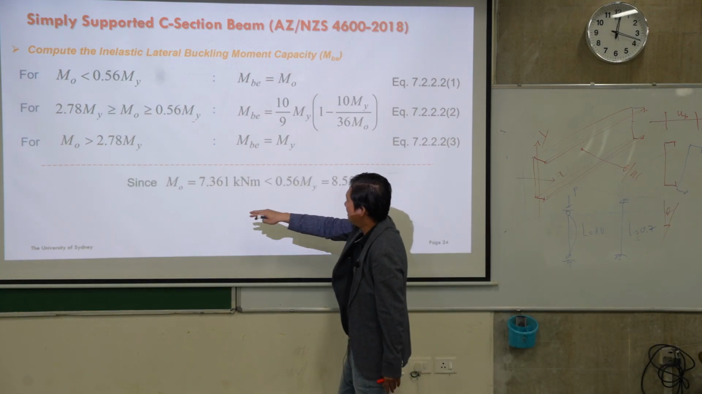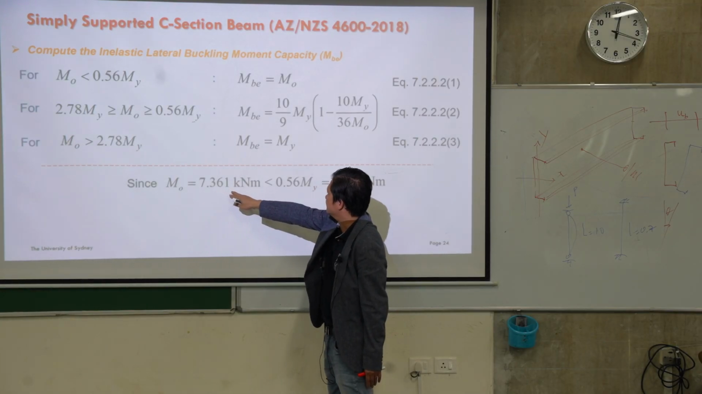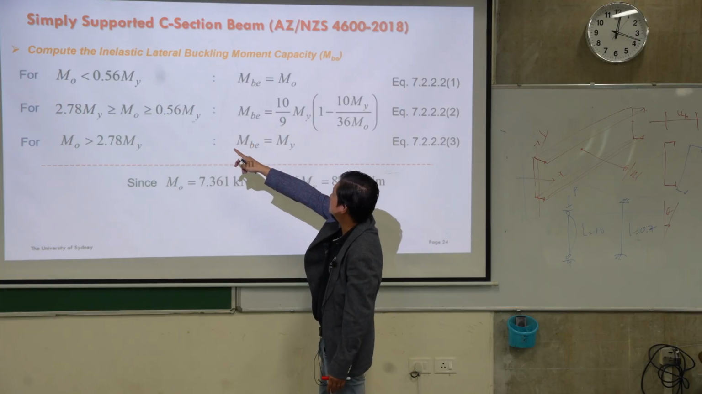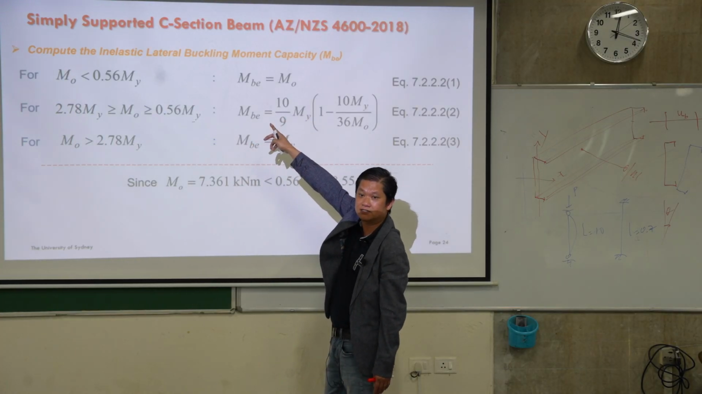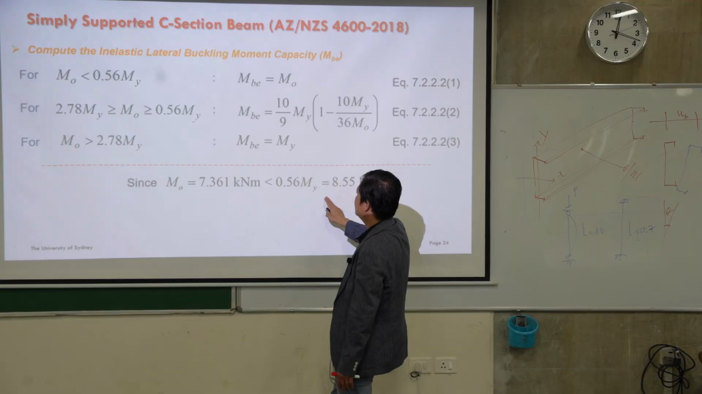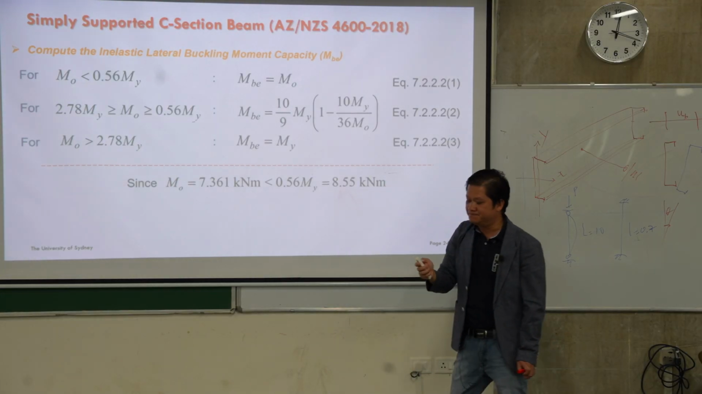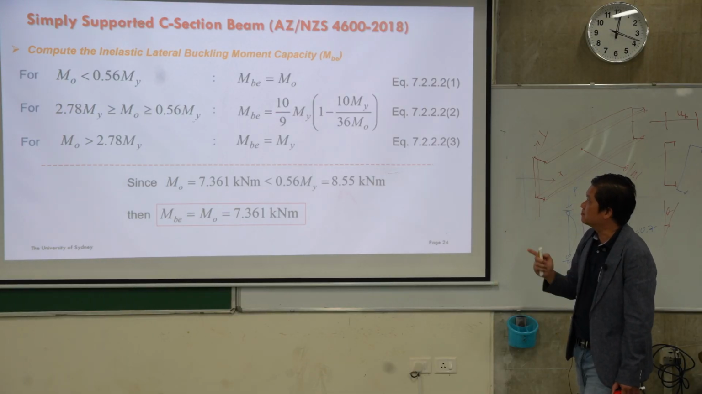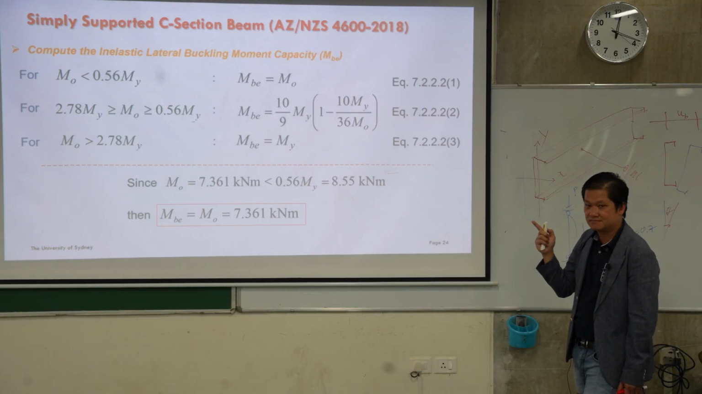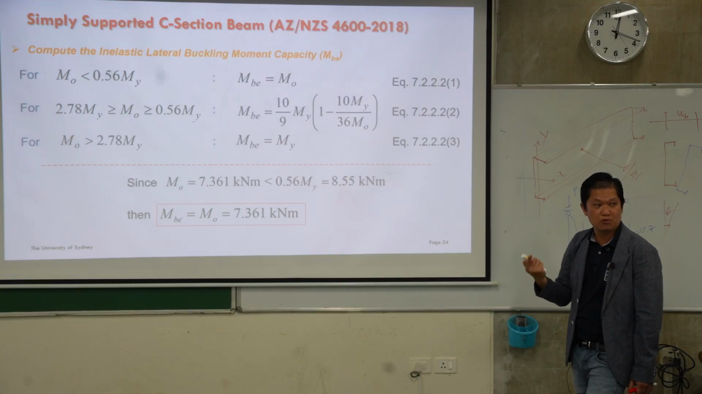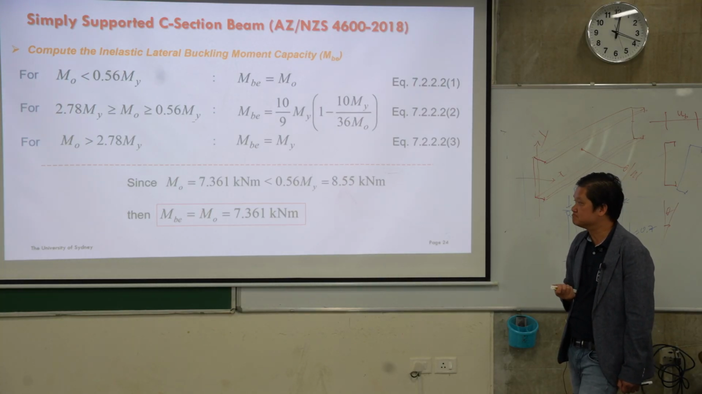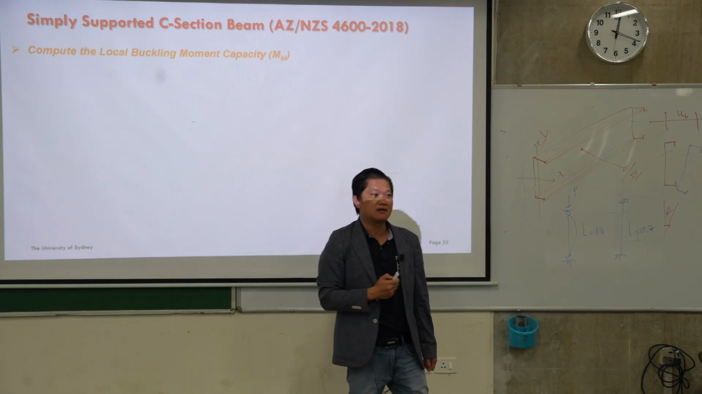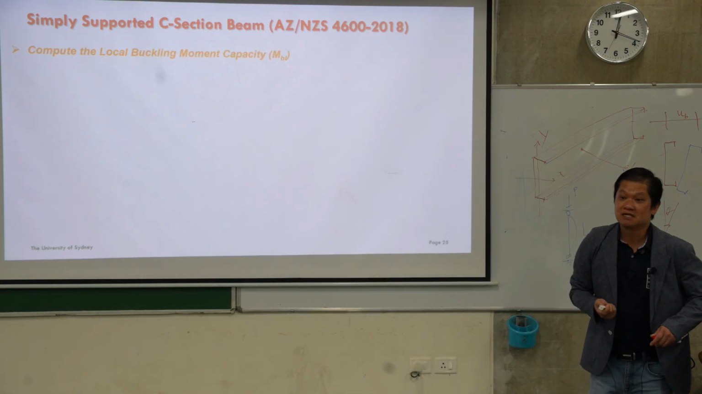So back to our problem, we got M naught 7.361, and it's smaller than 0.656. So we are actually in that criteria, and that's the equation. All right, and then you can calculate that M naught. So from the first equation, we know that our member capacity now is equivalent to elastic buckling. All right, and then next step, we move to the section capacity.